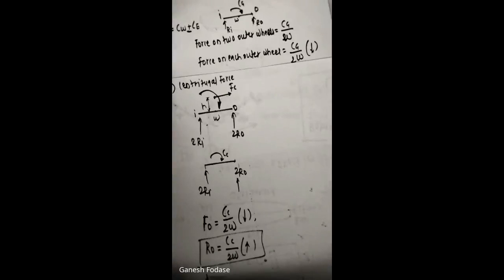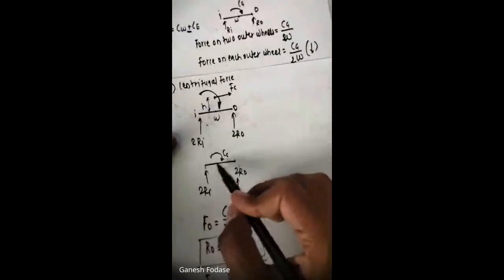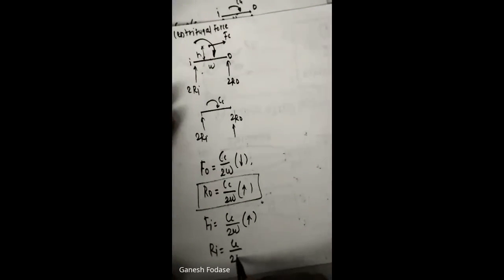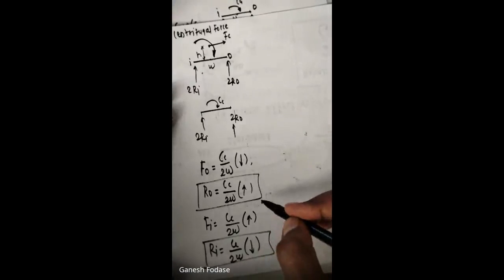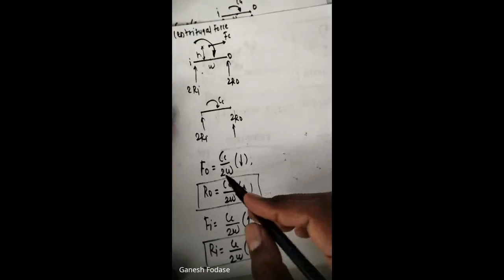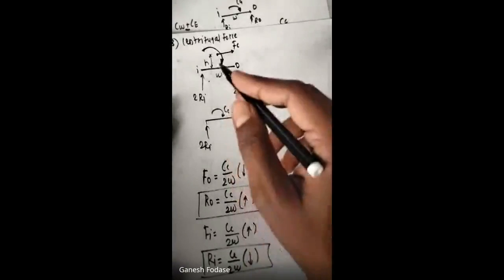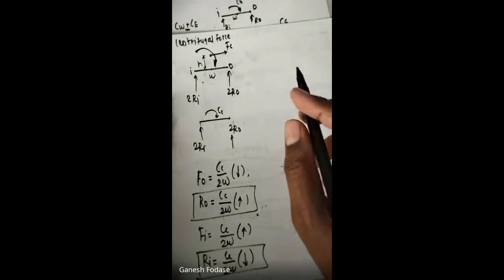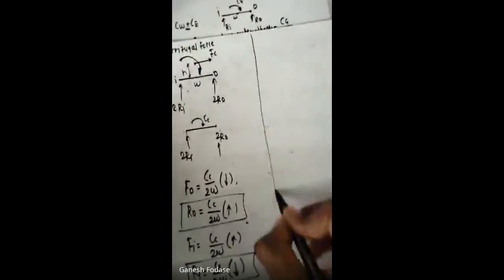This is Ro. Similarly, Fi is equal to Cc upon twice W, but Fi will be upward, and hence Ri magnitude is the same, that is Cc upon twice W, but it will act in downward direction. So I find out here the magnitude of reactions acting on outward wheel and inner wheel due to centrifugal force. Okay, and the last case we have to discuss, we need to summarize this, we need to add this.